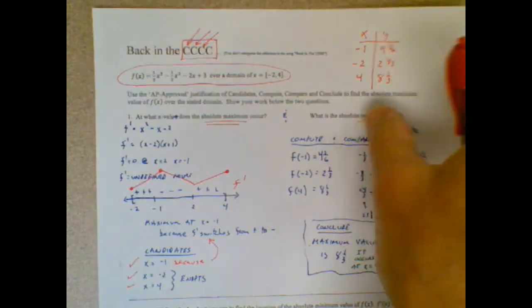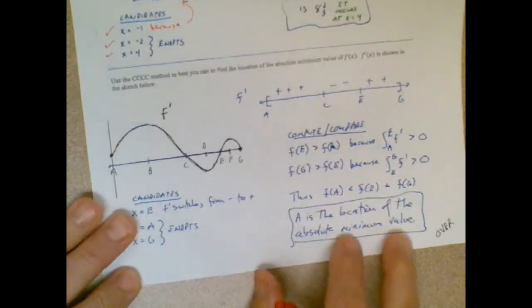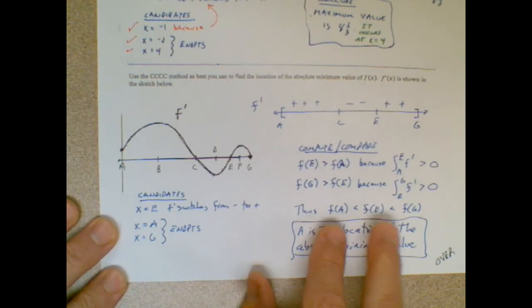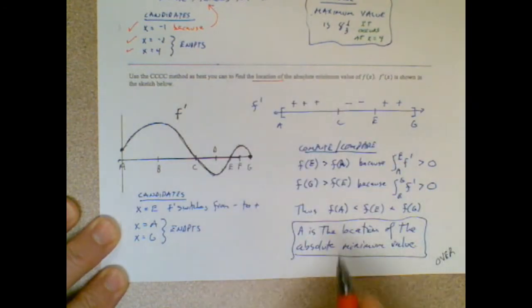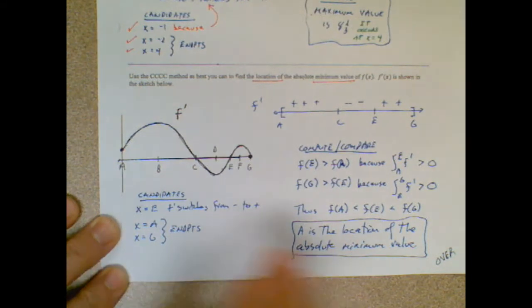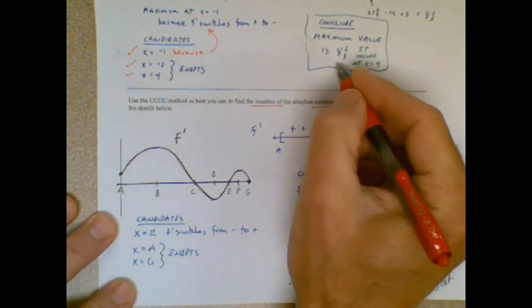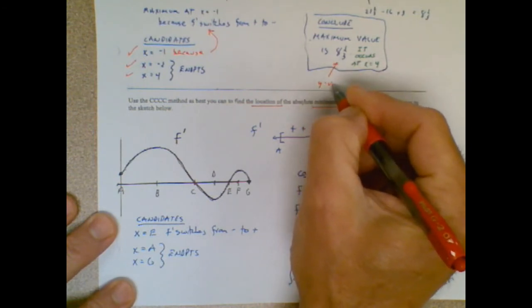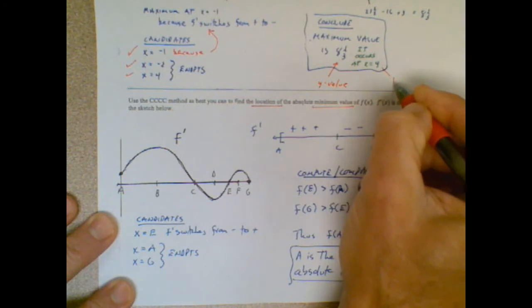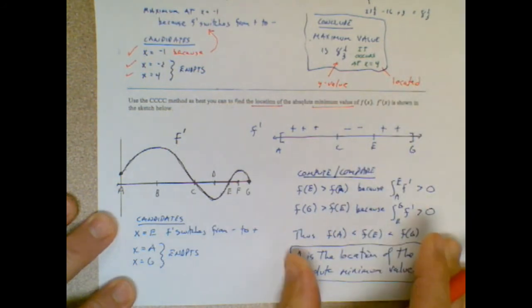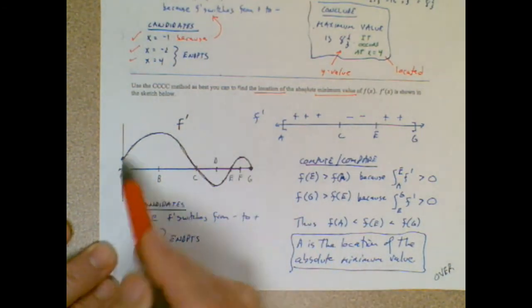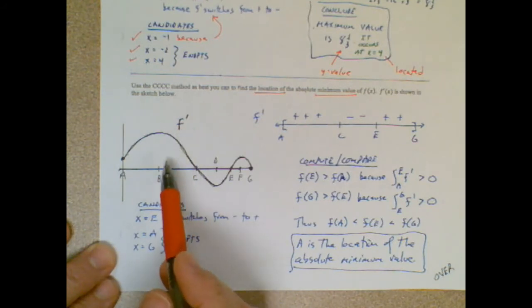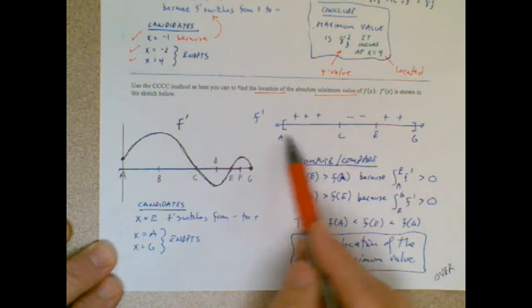Let's move on to the second problem, which is a little bit clunkier on purpose. It says, use the CCCC method to find the location of the absolute minimum value. If I'm going for the location, I'm not going for the y value like I was in the previous problem. In that problem, the absolute maximum value is the y value. It just happened to be located at x equals 4. In this problem, we're only after the location. Well, they gave us a graph of a derivative. So from this, I can make a number line.